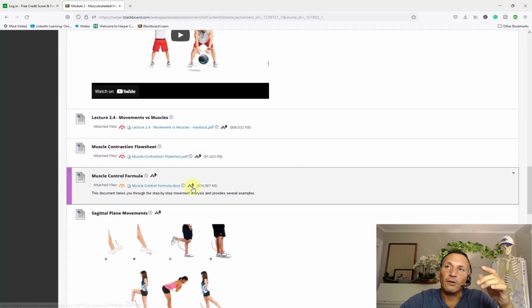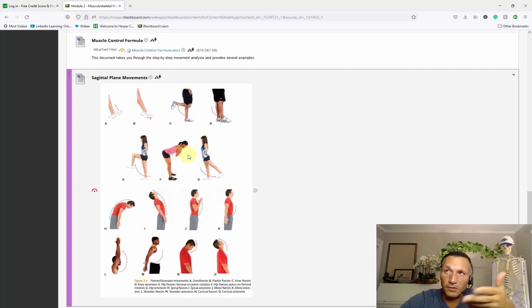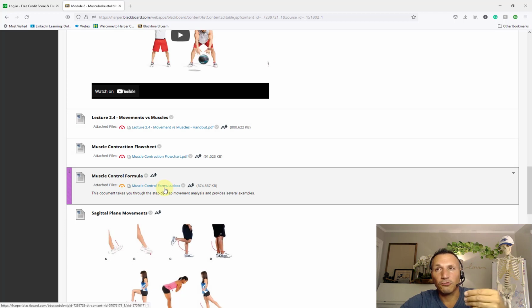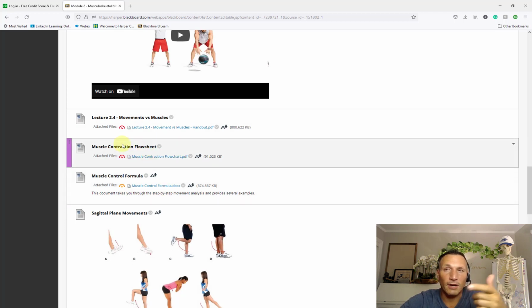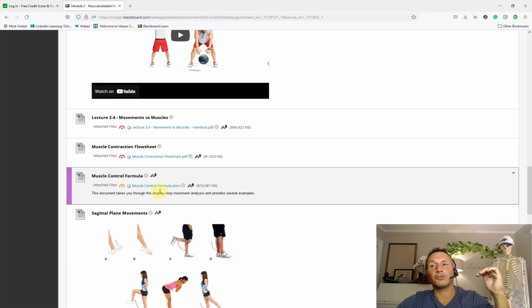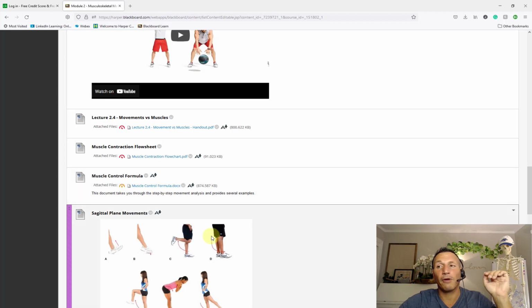But at the end here, you'll see these are the joint actions, but you have these 2 documents here. You have this muscle contraction flow sheet and a muscle control formula. We're going to do an activity in class or online together. We go through this contraction worksheet, and the muscle control formula is referenced in your textbook. It's referenced a little bit, and then basically what I did is I copied and pasted from the textbook where it was referenced, the larger aspect of it, so you had more opportunity for practice.